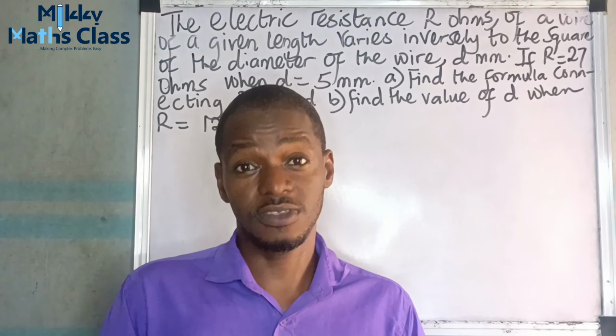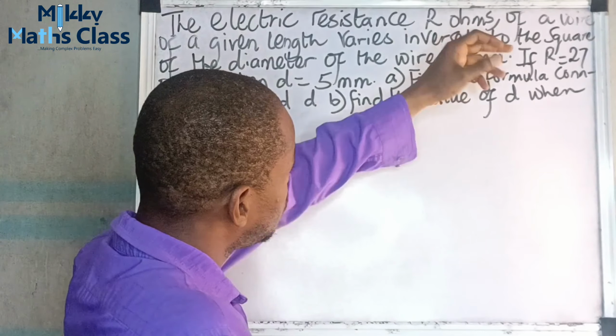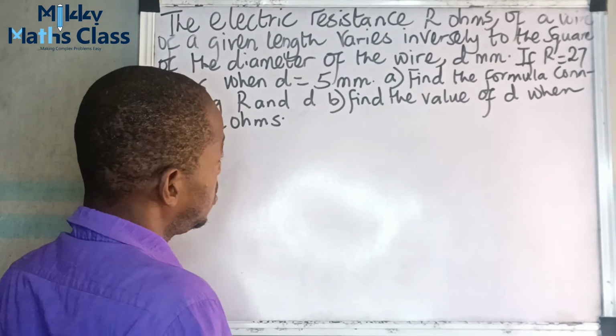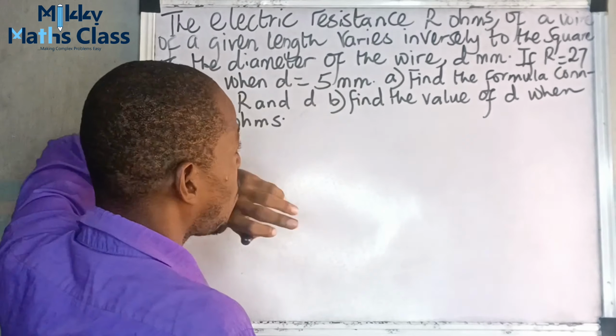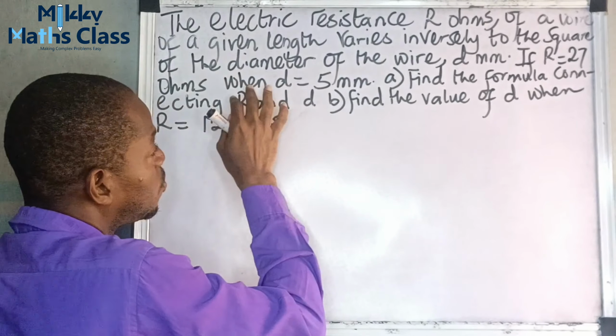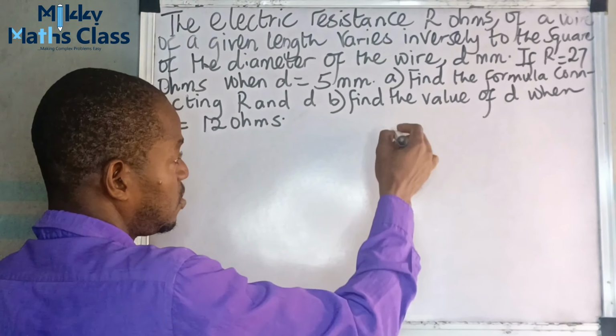All right, let's look at the second example. It says the electric resistance R in ohms of a wire of a given length varies inversely to the square of the diameter of the wire, that's D in millimeters. If R is 27 ohms when D is 5 millimeters, find the formula connecting them.